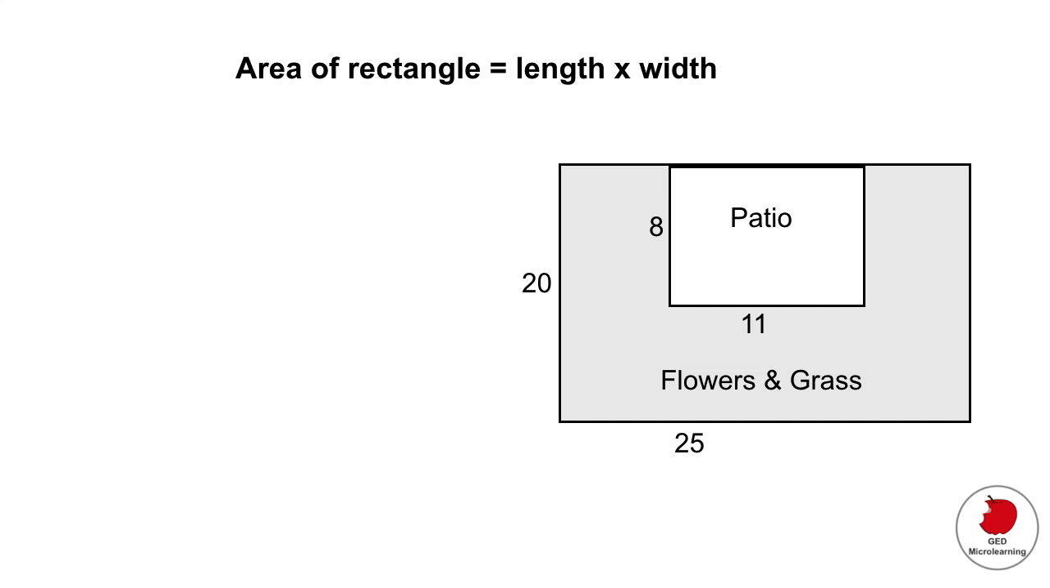So if you wanted to find out first the area, the whole yard is actually made up of two sections, right? It's made up of the patio, which is the smaller rectangle in white, and also the part of grass and flowers. Okay, so you would have to add the individual areas of these two rectangles together.